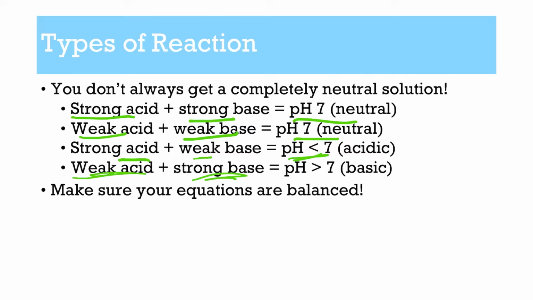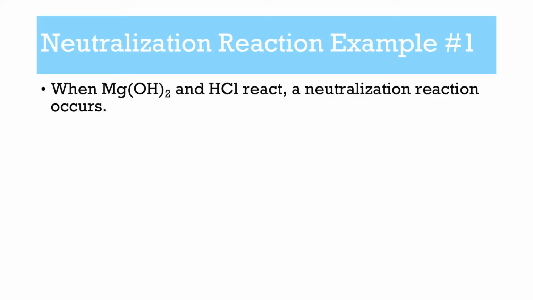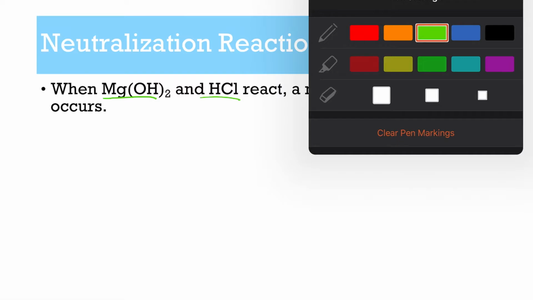But when we do these neutralization reactions, we want to make sure our equation is balanced. And there's a cool way, maybe an easier way, to balance these types of reactions. So let's just jump into it. For the most part, you'll be given these two things, an acid and a base, and asked, okay, what are the products? And so we have Mg(OH)2 and we have HCl.